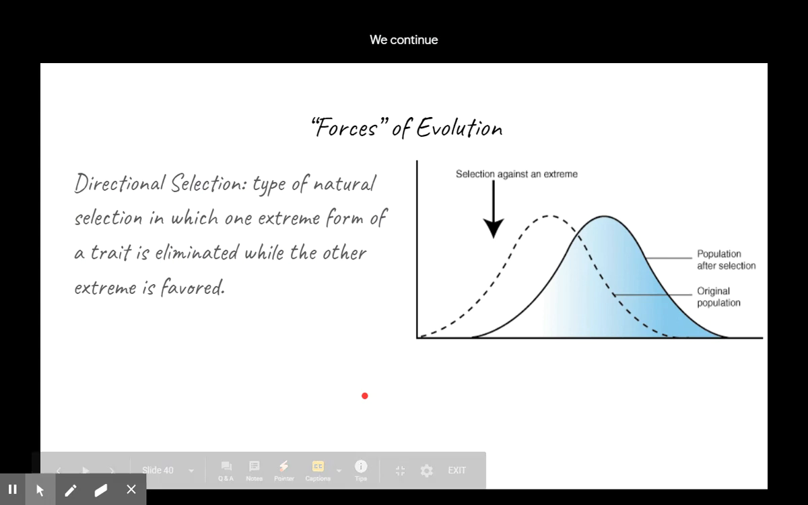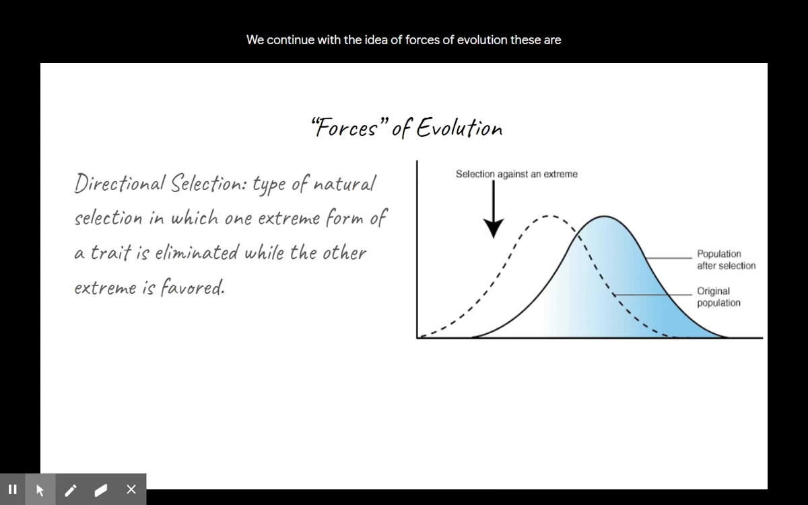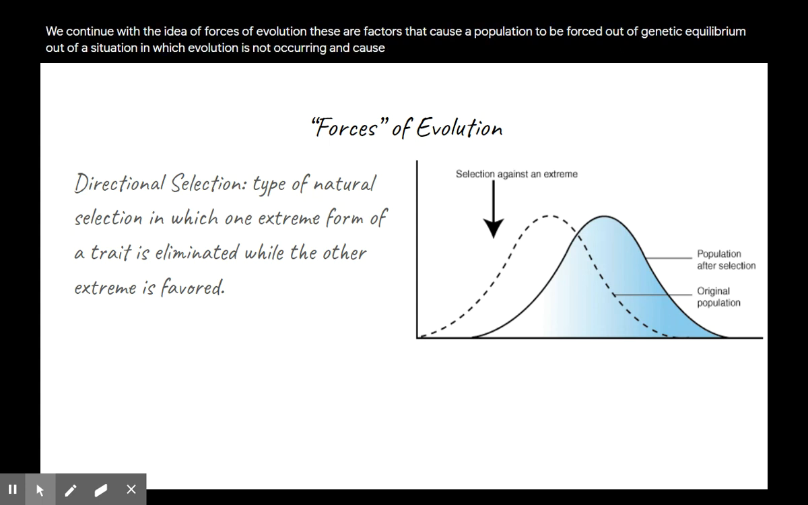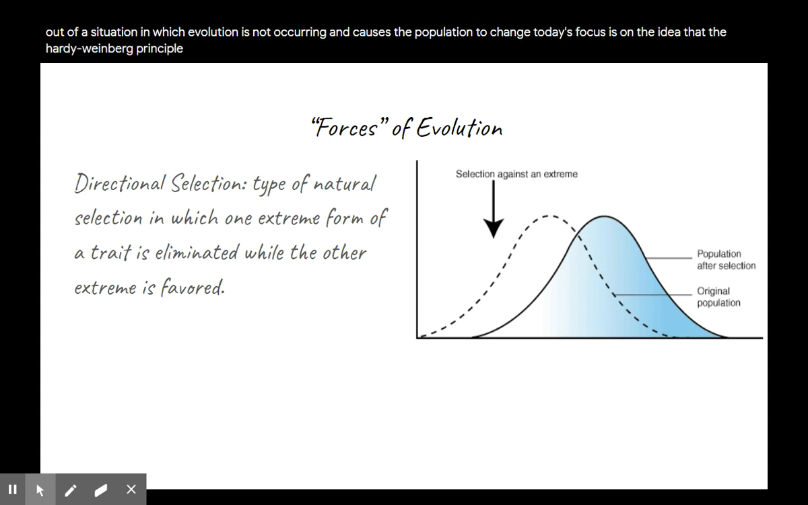We continue with the idea of forces of evolution. These are factors that cause a population to be forced out of genetic equilibrium, out of a situation in which evolution is not occurring, and causes the population to change. Today's focus is on the idea that the Hardy-Weinberg principle said that in order for a population to stay the same, it must not have any natural selection.